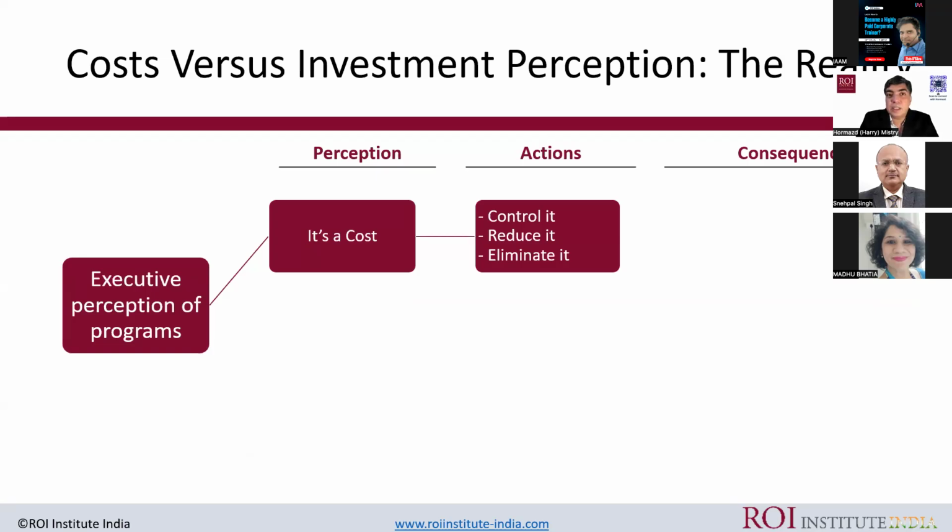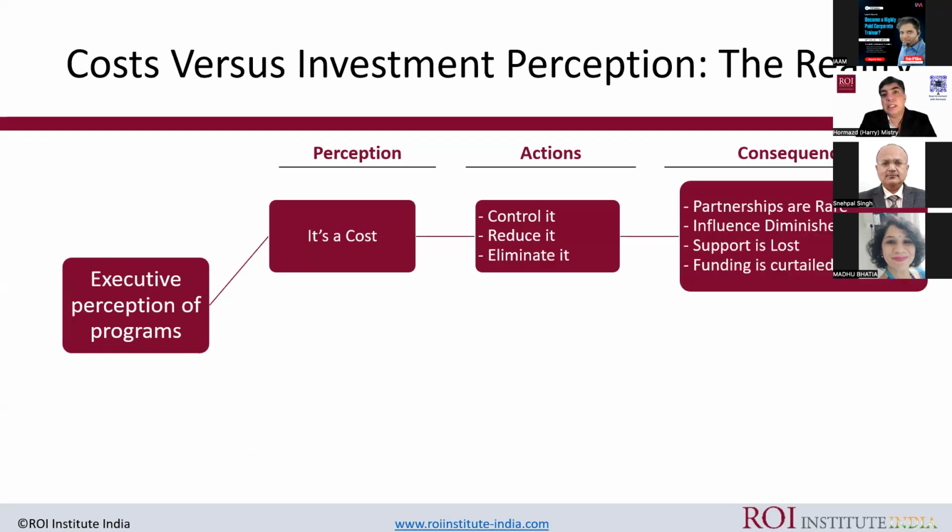And the moment they start trying to control, reduce, and eliminate the cost, what happens is that partnerships between your senior executives and the learning functions become rare. The influence that the learning functions or the HR functions have diminishes, the support is lost, and funding is curtailed.